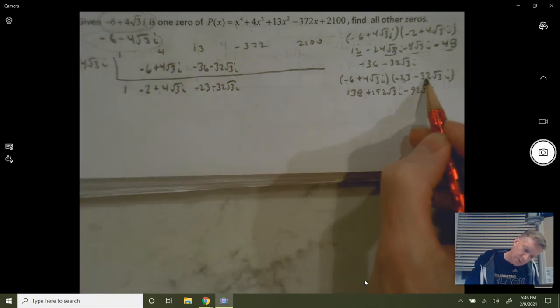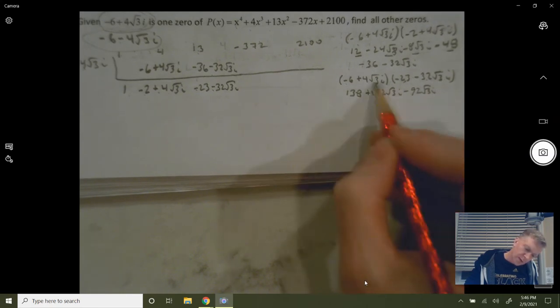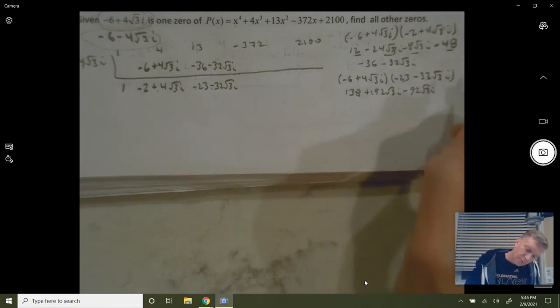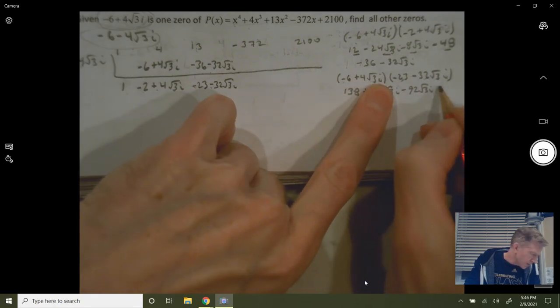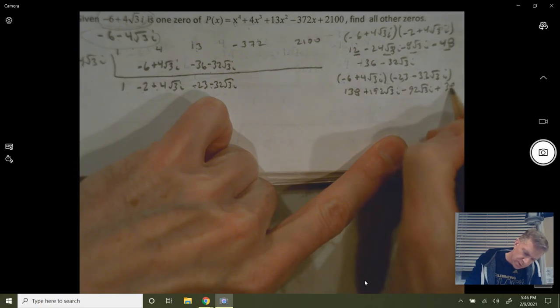32. Oh no, where am I? 32 rad 3i times 4 rad 3i. Oh yeah, 4 times 32, that's 128. 128 times 3 gives me 384, and that's negative, and then times the i squared makes it positive, so plus 384. Okay, let me just double check that.